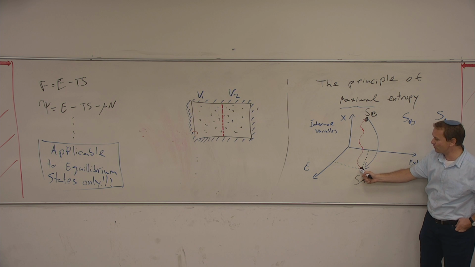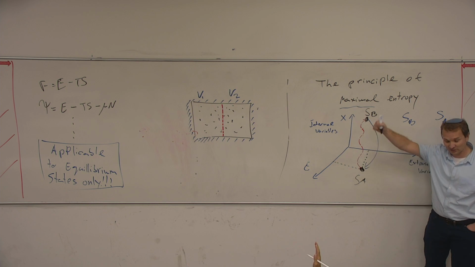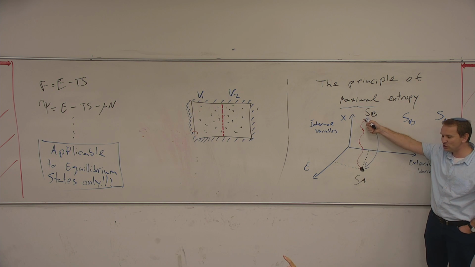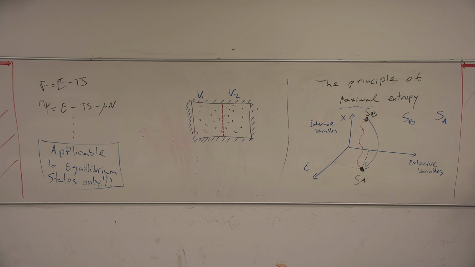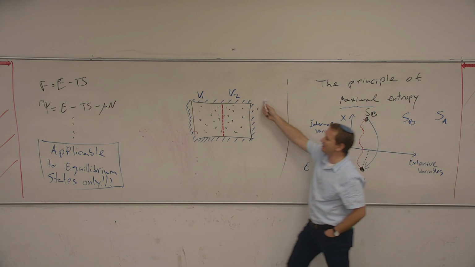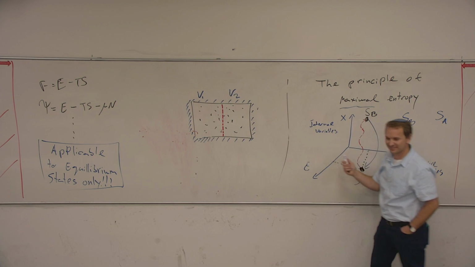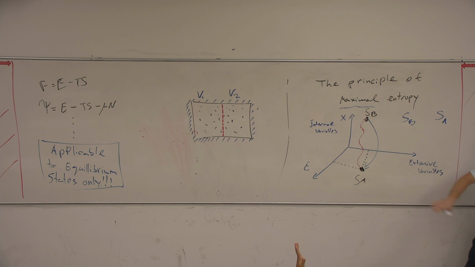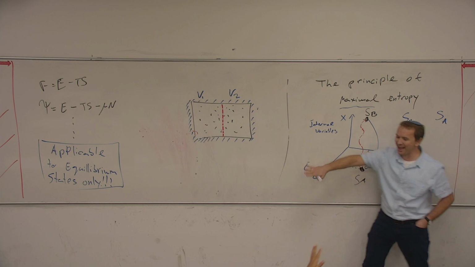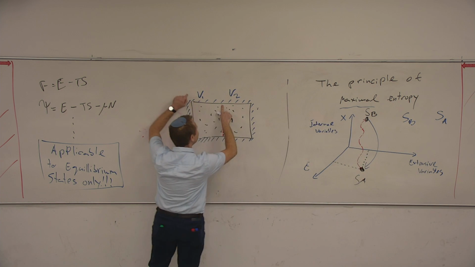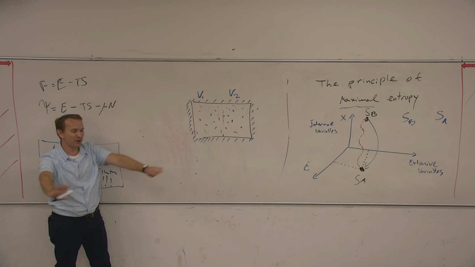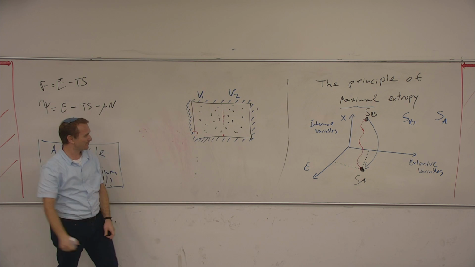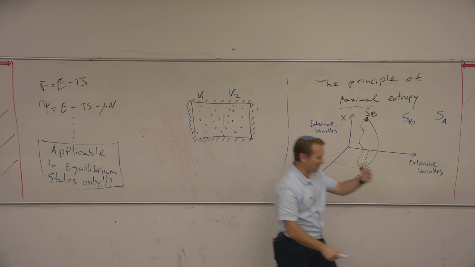I started from here, I changed my internal constraint, I reached here, and then I took it out while adiabatic boundary conditions were maintained. Can you explain again? You had the partition. I started here. I had no wall. A, no wall? No wall, no constraint. Okay. I built a wall.